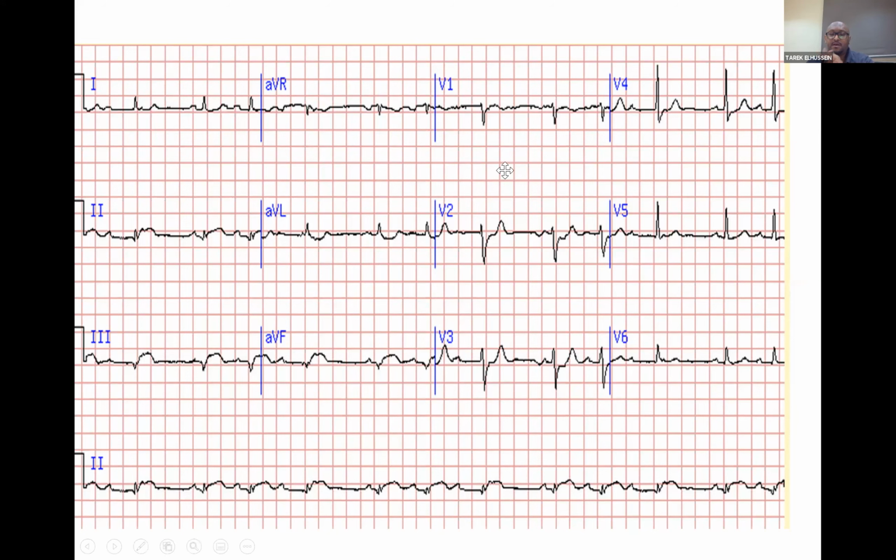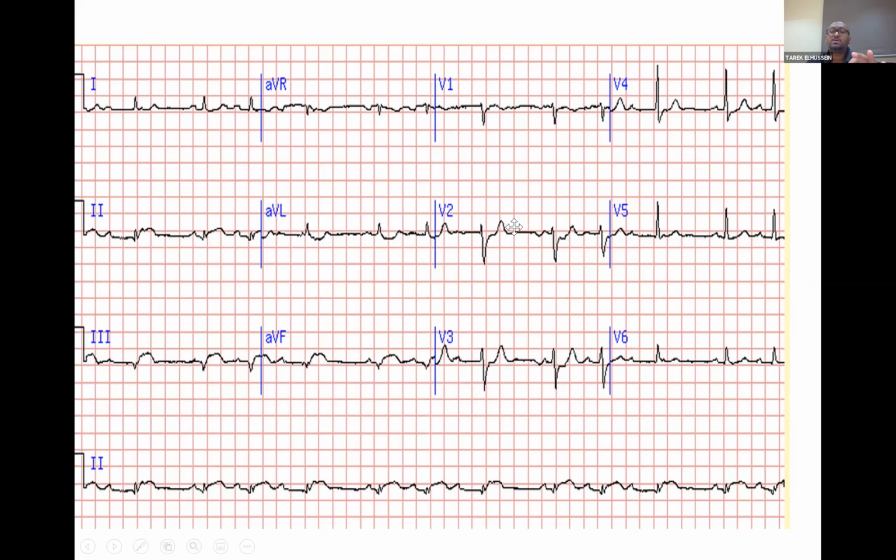RV involvement: usually it will appear as an isolated ST elevation in V1. This will favor a possible RV involvement. For the posterior extension, I see a positive R/S ratio in V1, V2 and V3, with ST depression. For the lateral extension, in the high lateral leads and low lateral leads I see ST elevation. And I can do V3R, V4R, and V7, 8, 9 posteriorly to confirm it.